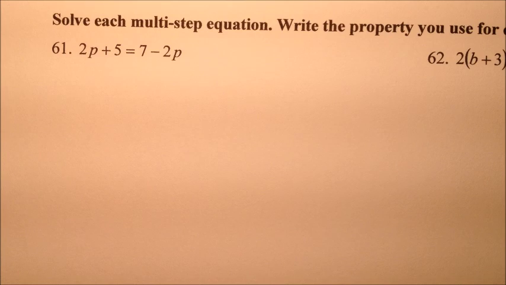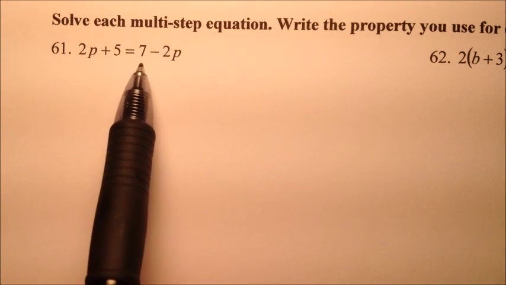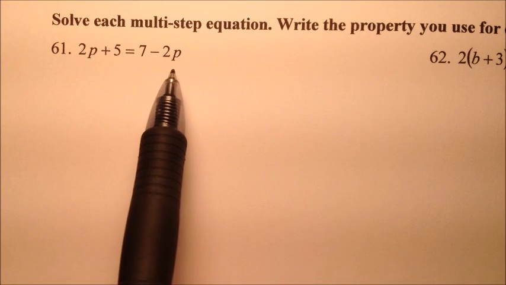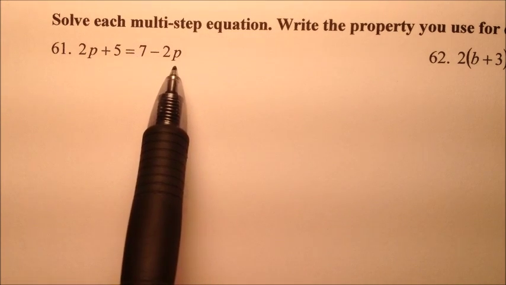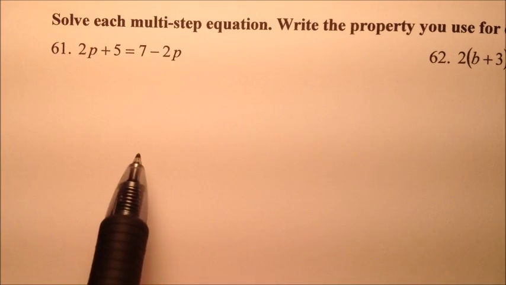In these next few problems on the chapter review, we're going to be solving each multi-step equation or inequality, and for the equations we need to write the property we use for each step. So number 61 says 2p plus 5 equals 7 minus 2p. We need to choose which side to put the variables on and which side to put the terms without variables. So I'm going to put the p's on the left side and the constants on the right side.